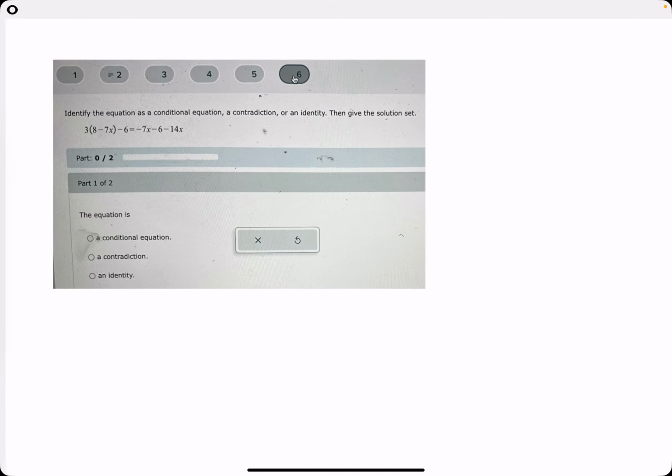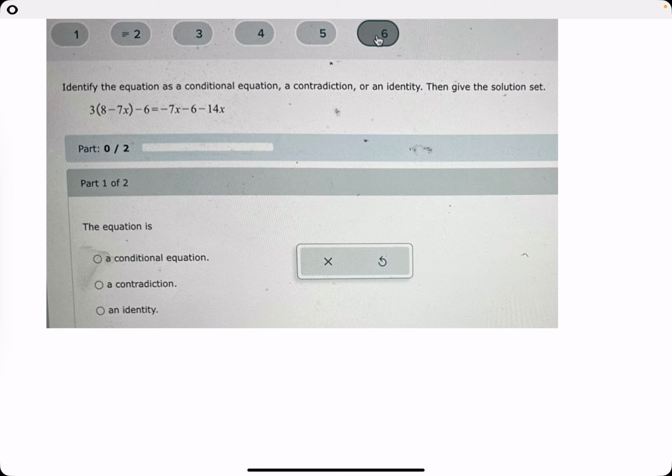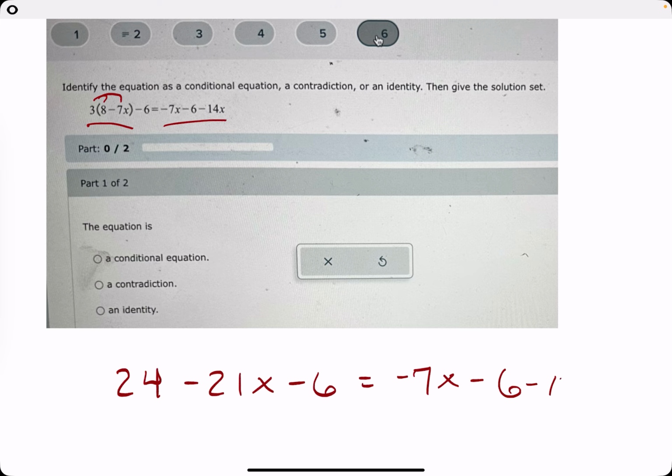Here's number 6. Identify the equation as conditional, contradiction, or identity, then give the solution set. Okay, so I don't really know yet. Let's see. I'm going to distribute the 3 first and kind of act like I'm solving right away. So let's distribute the 3. We get 24 minus 3 times 7, so 21x, and then minus 6 equals, and then we have negative 7x minus 6 minus 14x.